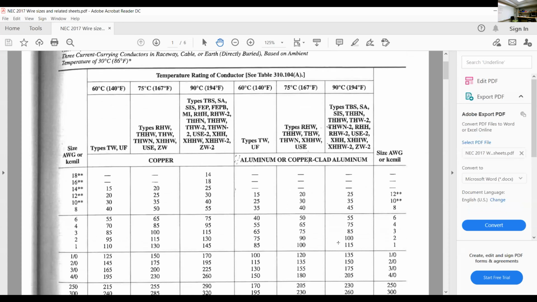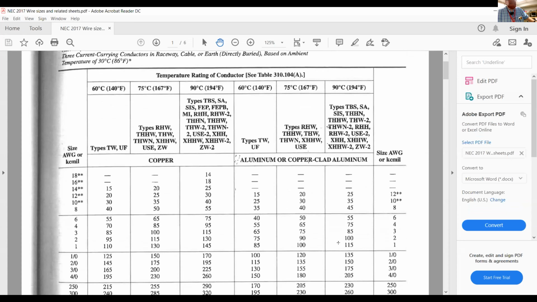These 3 columns show copper wire. These 3 columns show aluminum wire, or it could be copper coated or copper clad aluminum. But they don't get into the resistance here, but it is in the code book. It's just to show you that typically, if you're dealing with wire, it would be either copper or aluminum. Most of the time, copper.